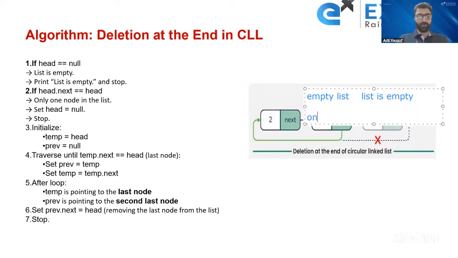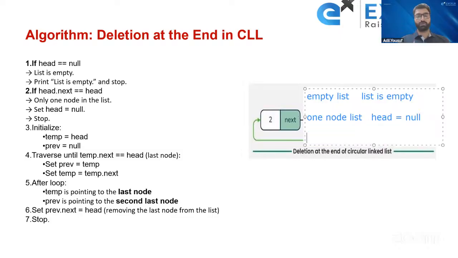Now, what if I have only a one node list? What will I do for this? I have to delete that node itself. So for that, I am simply writing head is equal to null. Right? And what if I have two or more nodes?